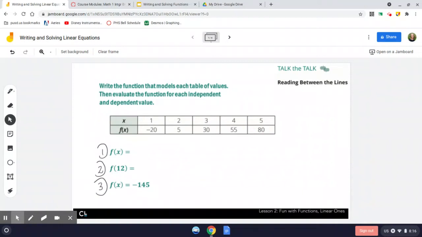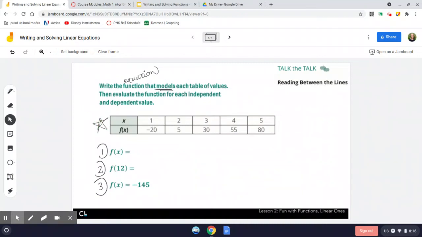What does that mean? Write the function. We've talked about it before. It means we're looking for an equation. So anytime I say write the function, that doesn't mean write the word function, right? Writing a function means writing an equation. And it's going to model, or look like, or represent this table right here.